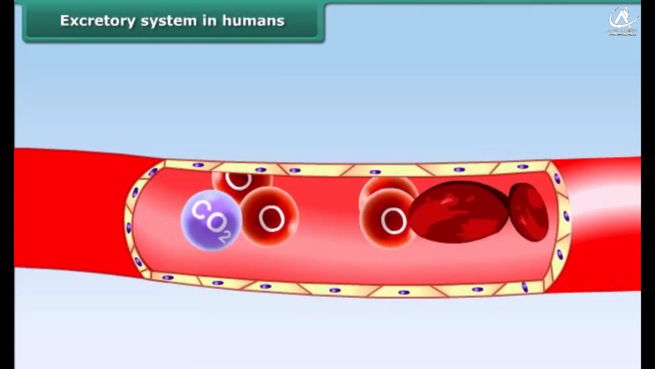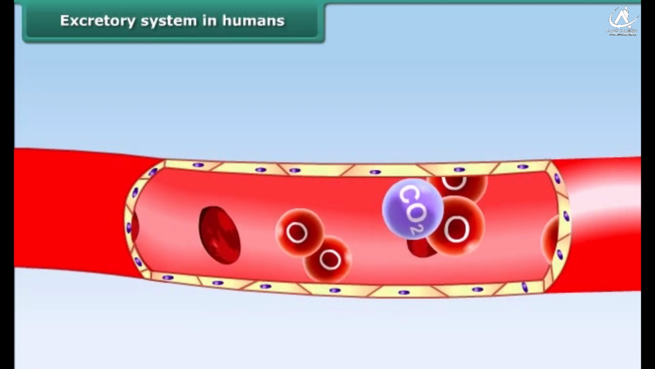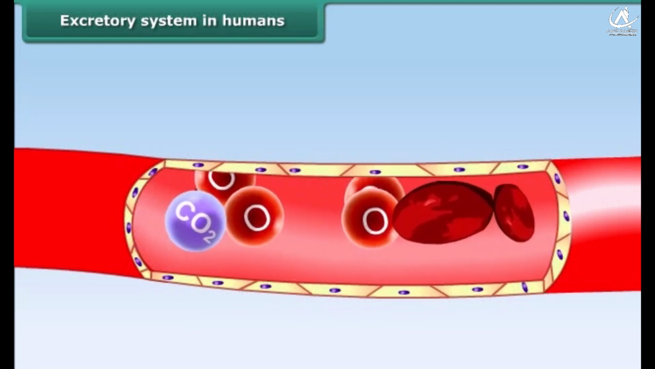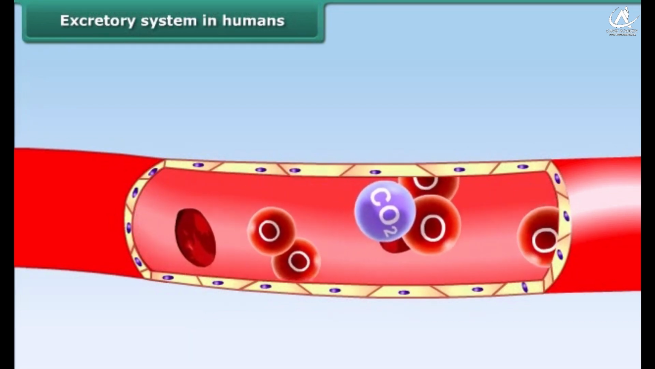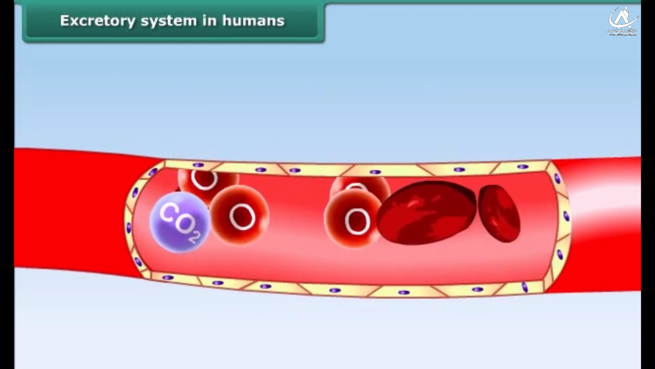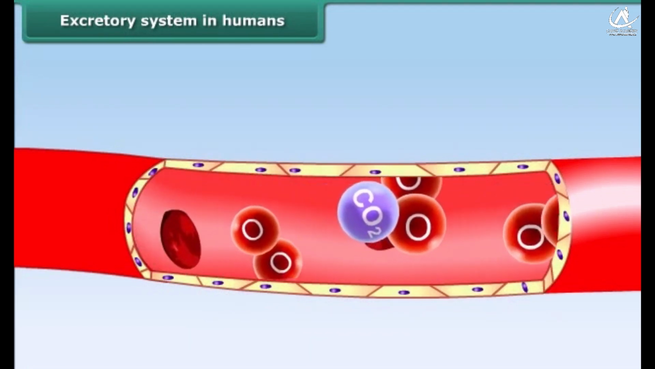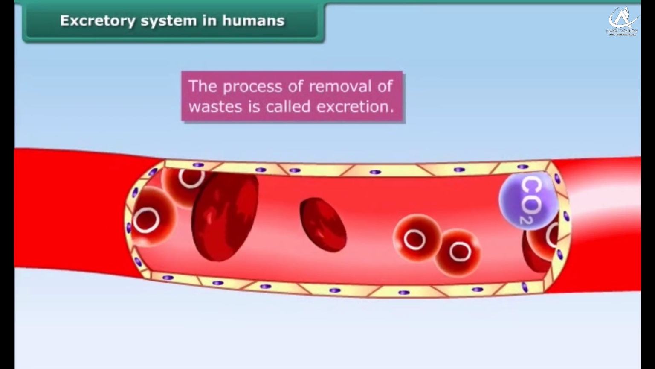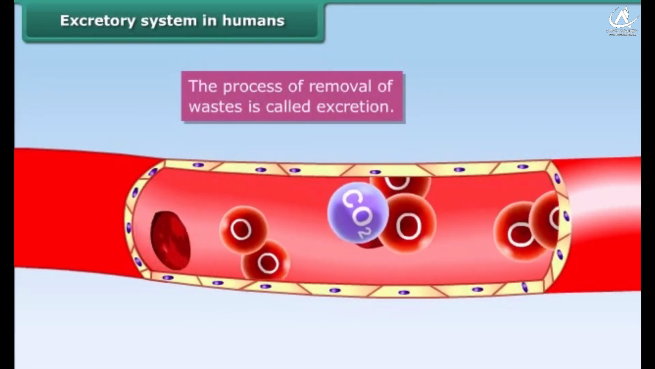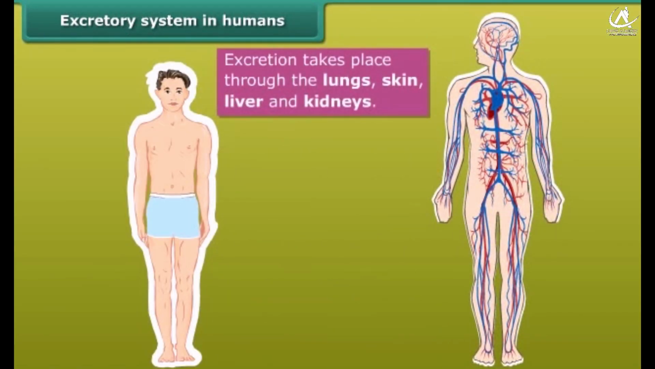You just learned that blood collects waste from different parts of the body. These wastes are carbon dioxide, water, salt, urea and uric acid. They are the result of the metabolic activities of the body. Since they are toxic, they must be removed from the body. The process of removal of wastes resulting from metabolism is called excretion. Excretion takes place through the lungs, skin, liver, and kidneys.